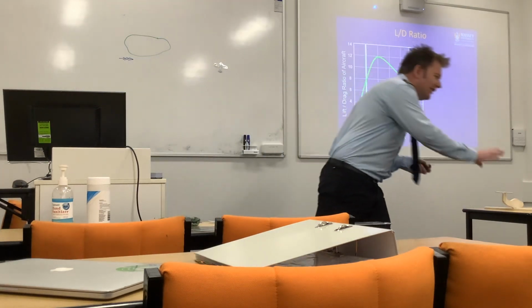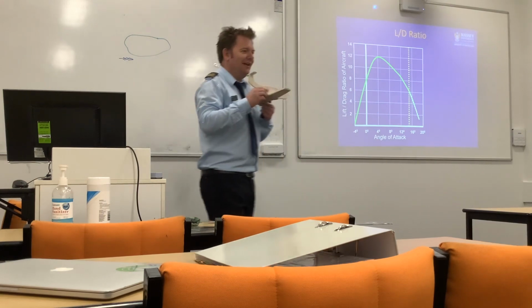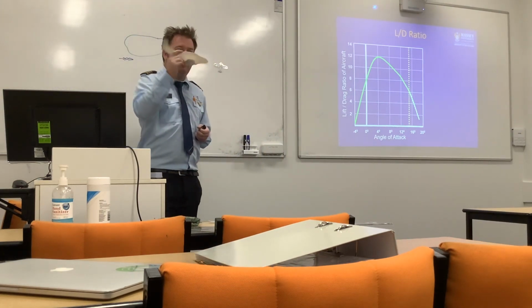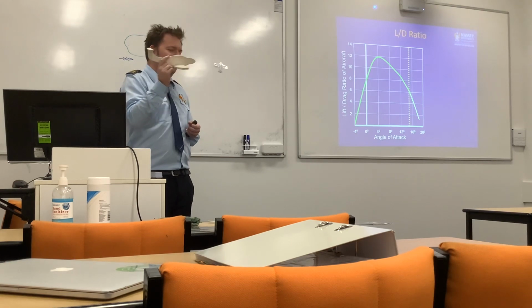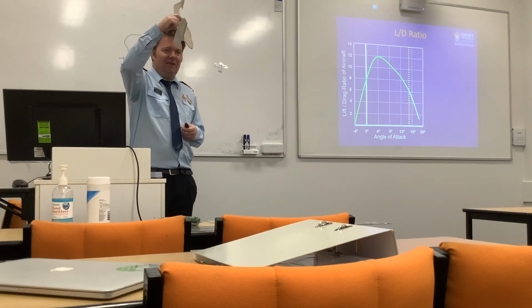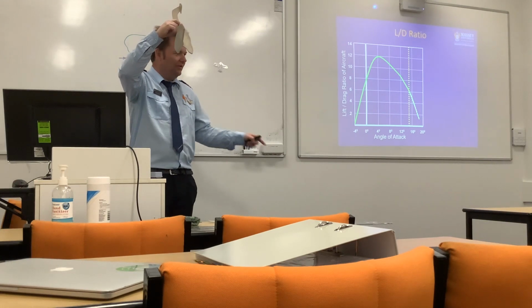What's the enemy of flight? Not the CAA. Drag. So any angle of attack above or below that, we get an increase in drag. And what does an increase in drag do to our glide? Yeah, we have to steepen it up. What happens to our range? Reduces.